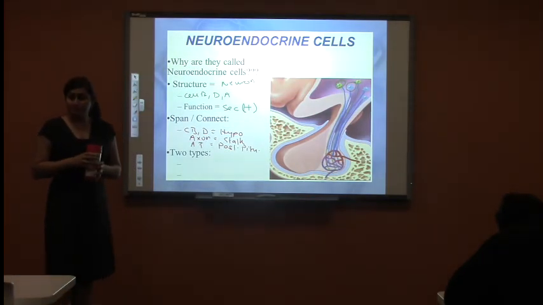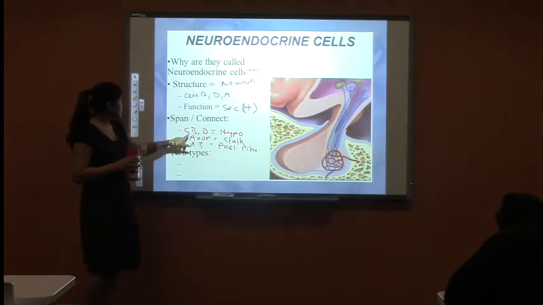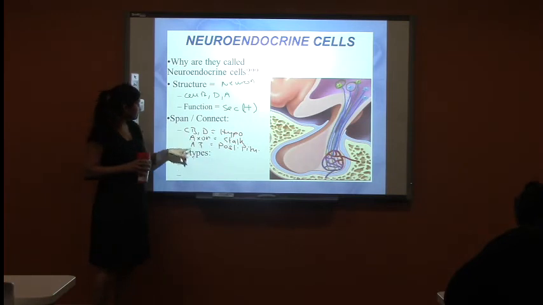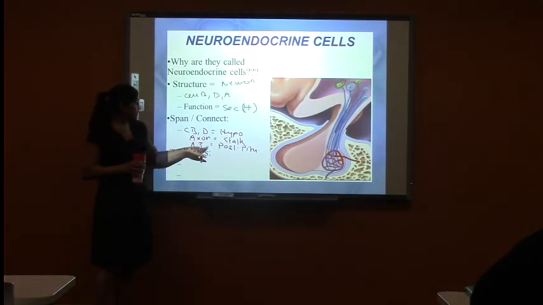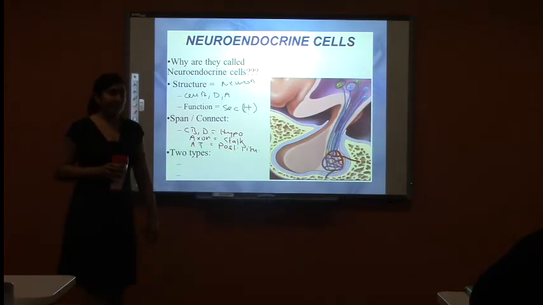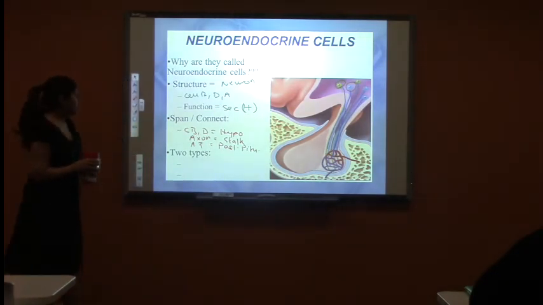I'm sorry, your abbreviations for the span and connect, if you don't mind just saying those one more time. Cell body, dendrites, basically found in the hypothalamus. Axon is found in the stalk. Axon terminal, posterior pituitary. Thank you. Does that make sense? Okay, now we have two types.